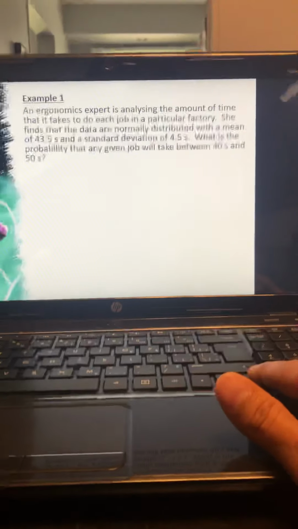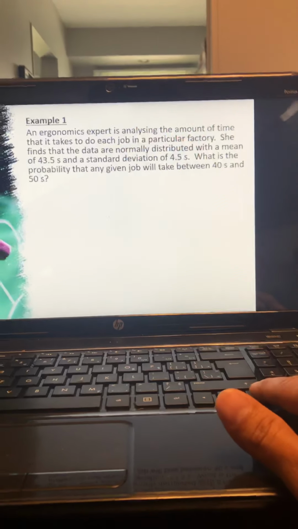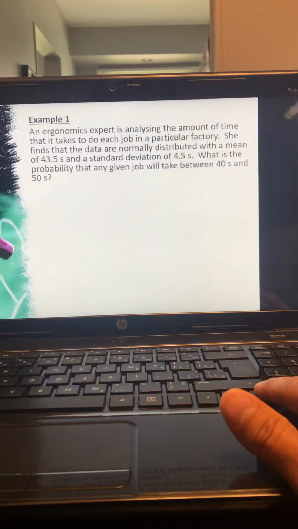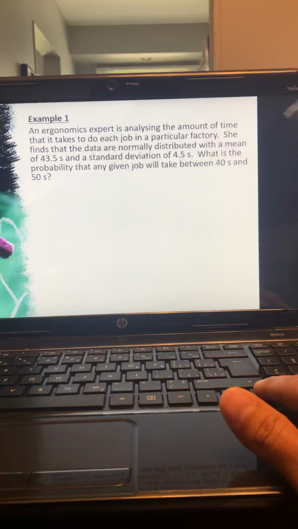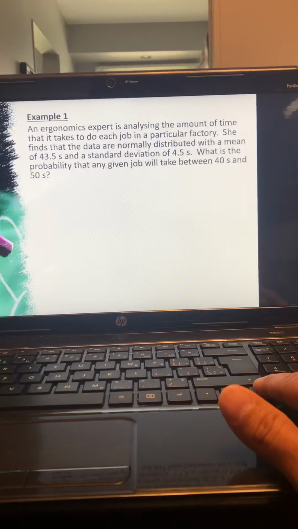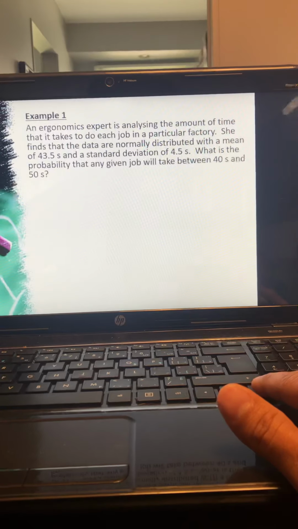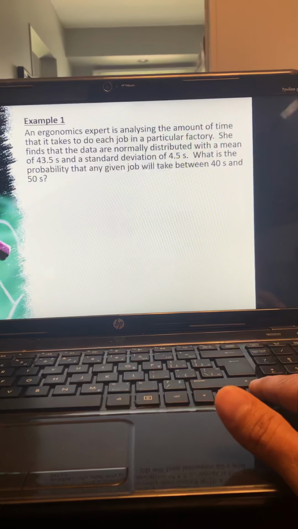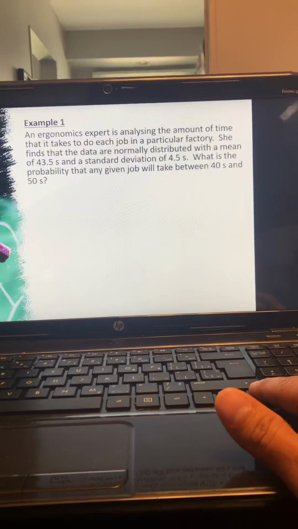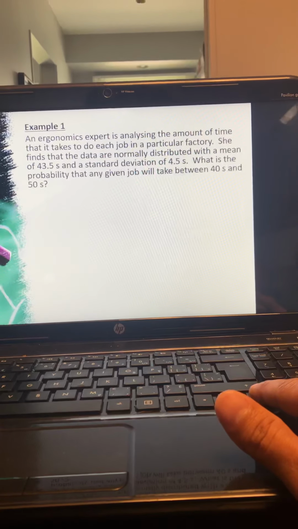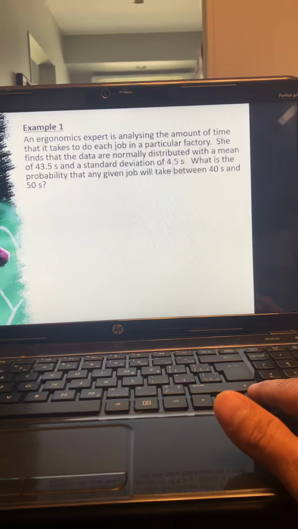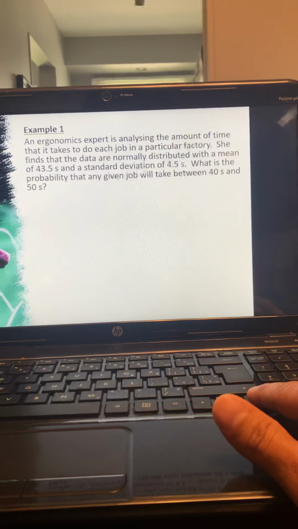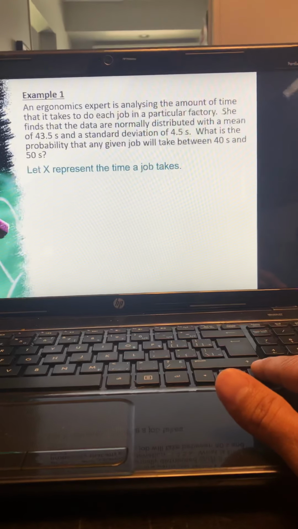So, an ergonomics expert is analyzing the amount of time it takes to do a job in a factory. She finds the data are normally distributed with a mean of 43.5 and a standard deviation of 4.5. What's the probability that any given job will take between 40 and 50 seconds? So, the mean is 43.5, the standard deviation is 4.5, and you have the two x's, 40 and 50, and you need to turn them into z-scores.